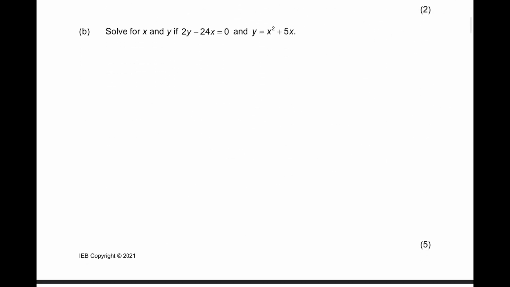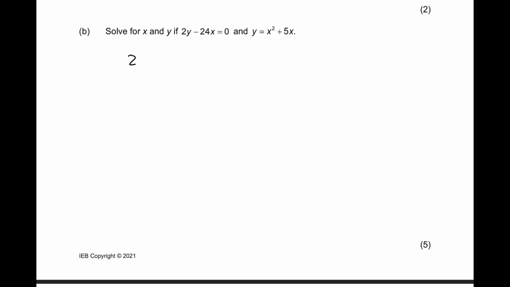Okay, so moving on to question B. Solve for x and y if 2y minus 24x is equal to 0 and y is equal to x squared plus 5x. So what we do here is substitute this in for y. Since y is equal to this, we can put it in place of y. The beauty of that is that we are then expressing this equation purely in terms of x, and we know how to solve equations of one variable. So we go ahead and do that.